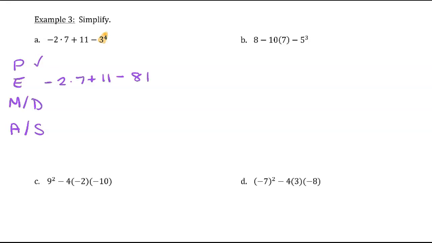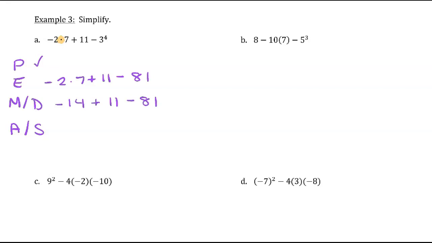Next is multiplication and division, moving left to right. The only multiplication that we have is here with negative 2 times positive 7. Negative 2 times positive 7 is negative 14. So we have negative 14 plus 11 minus 81.